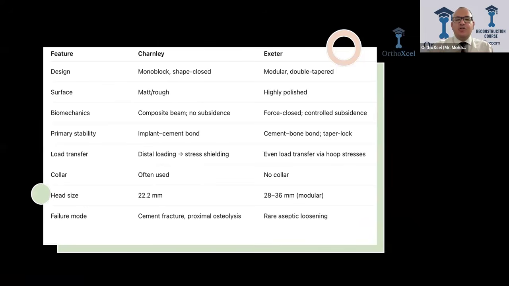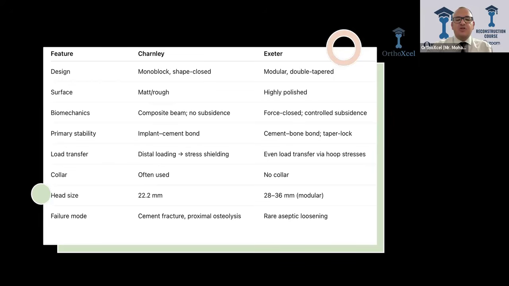So if we compare both of them, an easy way: that's a small block, that's modular, this is shape closed because it aimed to achieve a composite beam. This is a double taper. This surface is rough to apply the composite beam idea. This is highly polished to allow controlled subsidence and apply the taper slip idea.